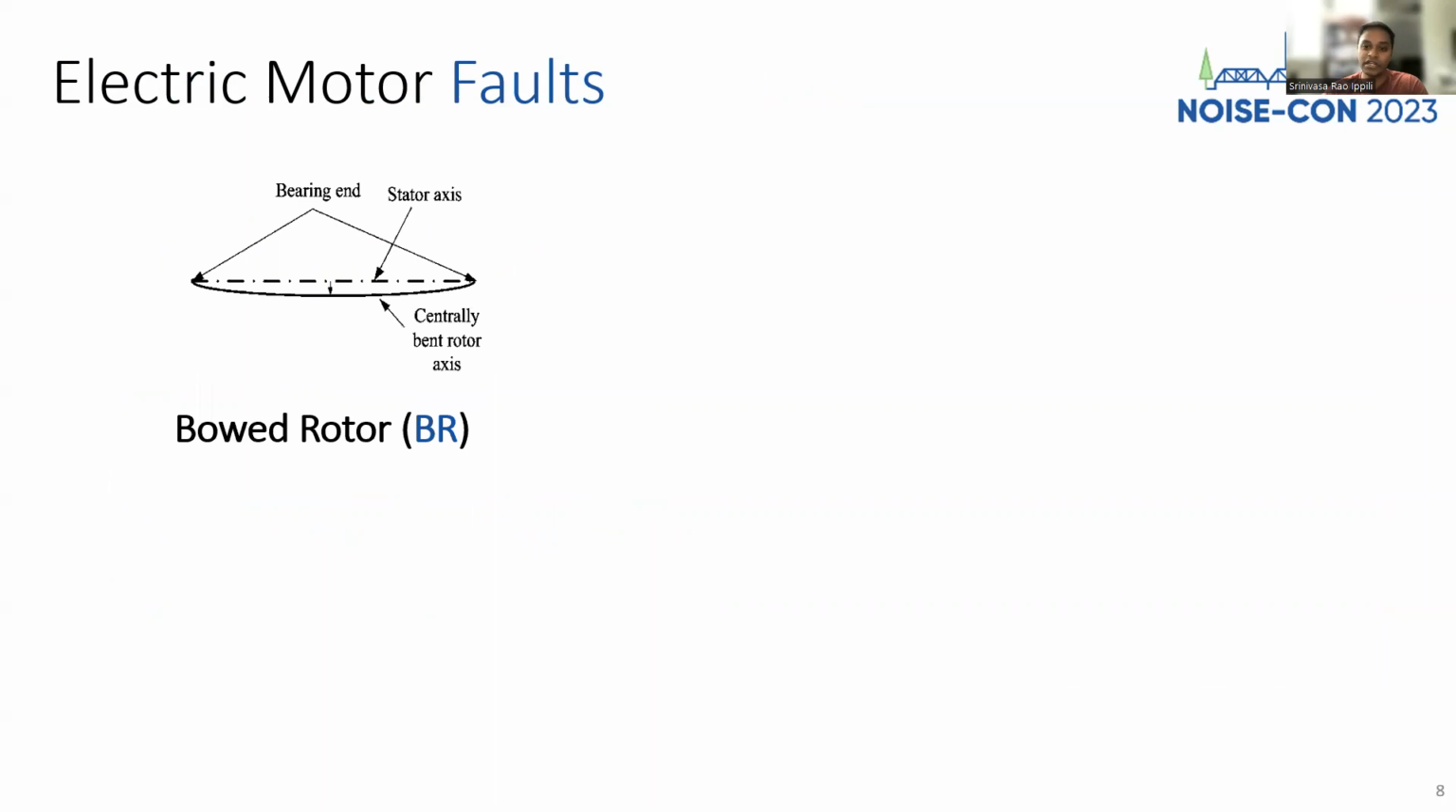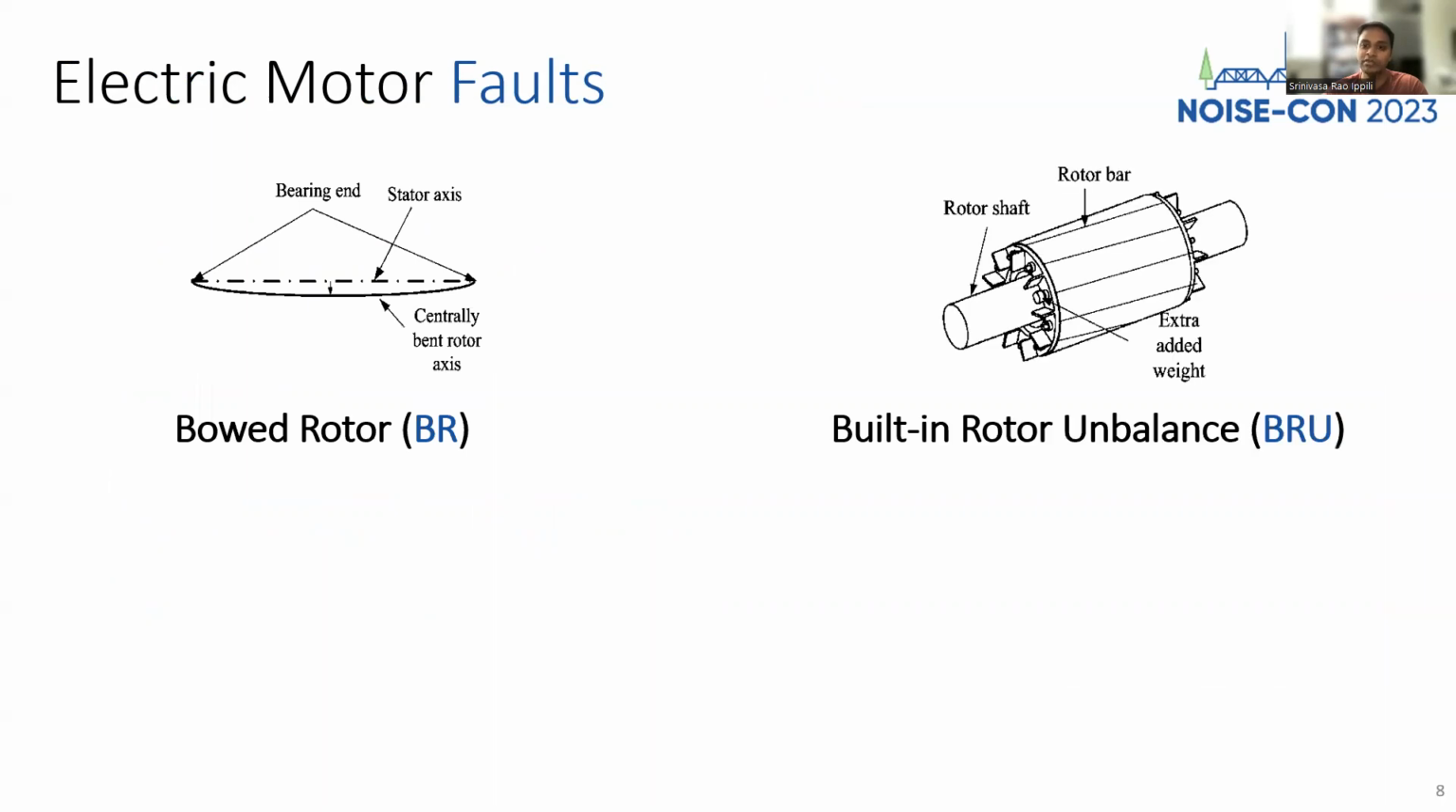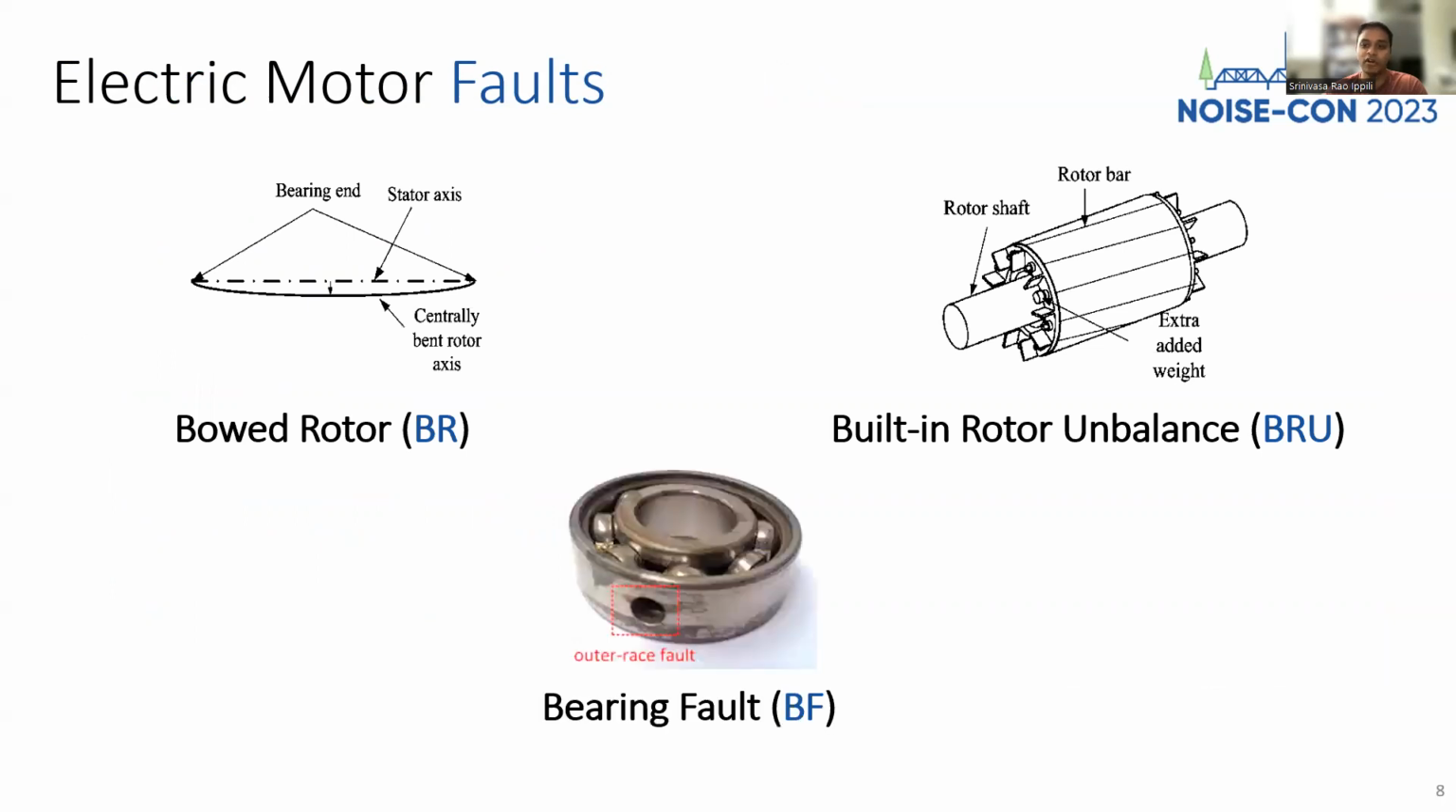The three faulty motors correspond to: one, a motor with a centrally bent rotor; two, a motor with a built-in rotor unbalance created by setting up an unequal distribution of weight of a rotor about its rotating central line; and three, a faulty bearing motor with a hole on the outer race.